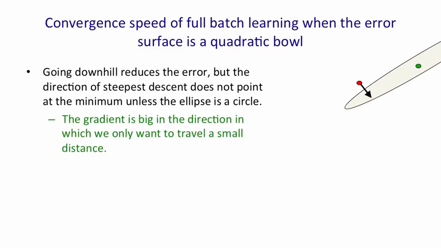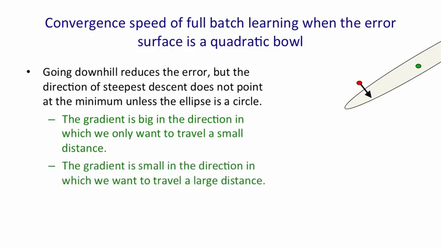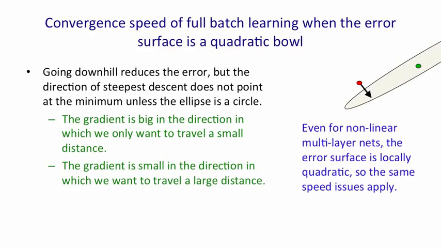We've got a gradient that's very big across the ellipse, which is a direction in which we only want to travel a small distance, and the gradient's very small along the ellipse, and that's a direction in which we want to travel a large distance. It's precisely the wrong way round.